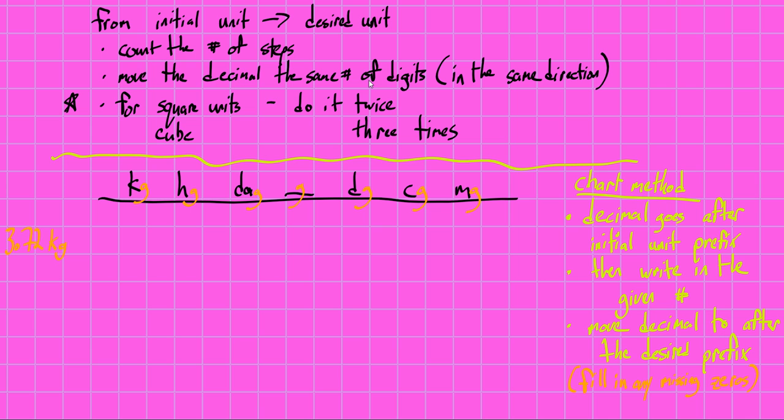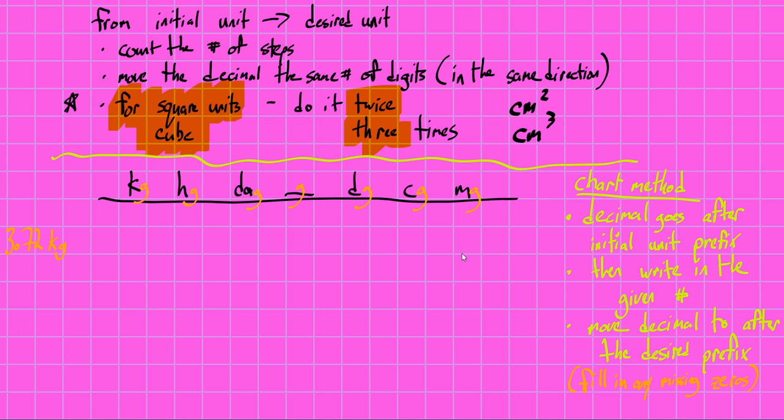A note here before I forget. If you have square units, you've got to do that conversion twice, once for length and once for width if it's an area measurement. If it's a cubic unit, like for volume, you'd have to do that 3 times. So the exponent tells you. If it's centimeters squared, that 2 tells you to do the conversion twice. If it's centimeters cubed, that 3 tells you to do the conversion 3 times.